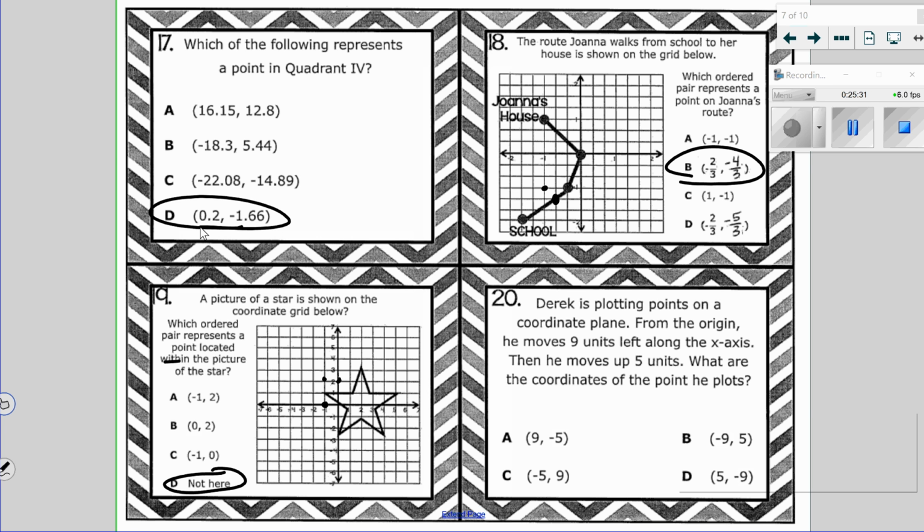And he's plotting points. If I move left on the x-axis, that's a negative 9. Then I go up 5, that's a positive 5. So negative 9, positive 5. Bravo.